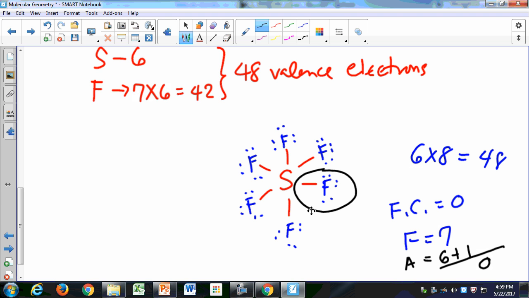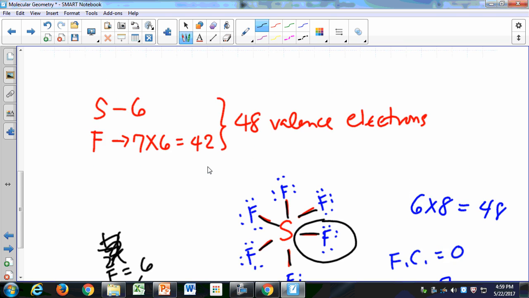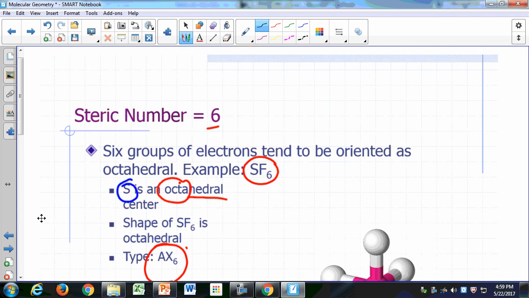The sulfur is involved in 6 single bonds. 1, 2, 3, 4, 5, 6. It has no lone pairs. Half of the 6 bonding pairs would be 6 electrons, so it appears to own 6 electrons. A free sulfur atom would have 6 electrons. So the formal charge of sulfur here is 0. So this is a good structure for SF6. Okay. Moving on.